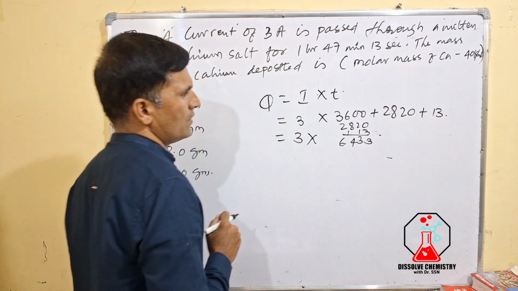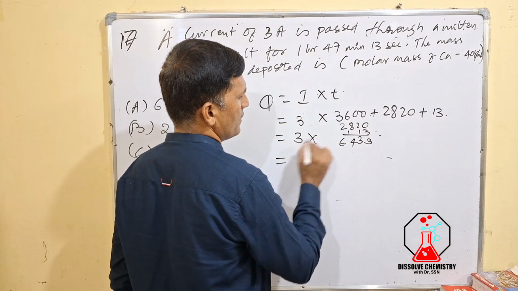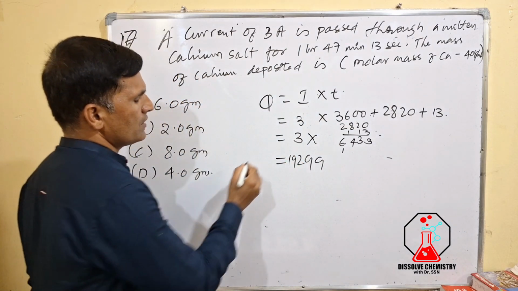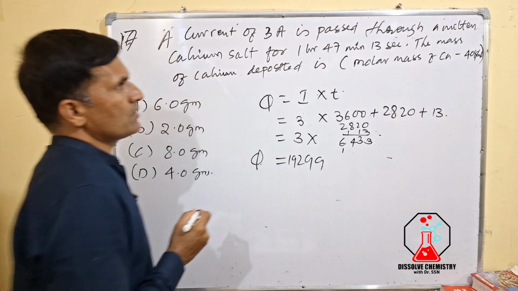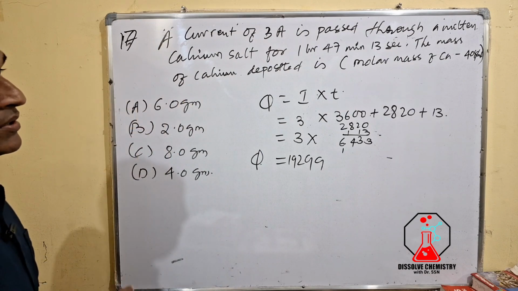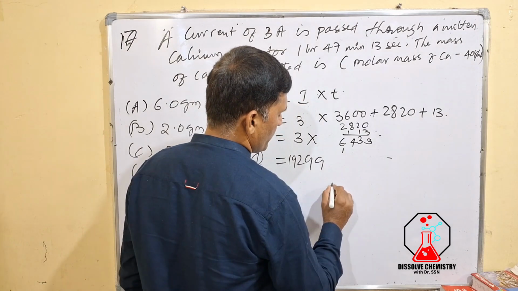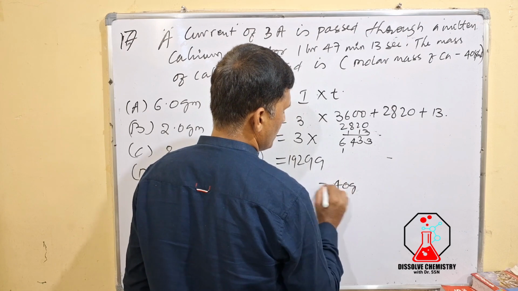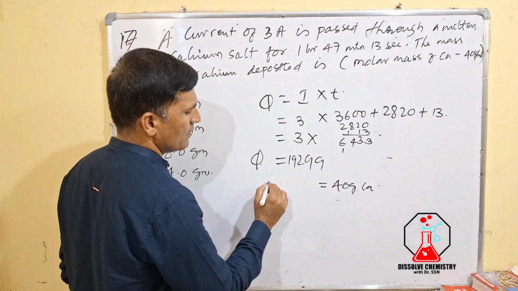If you do this, you get 3346 seconds. When you multiply this with 3, you get 9, 9, 12, 1, 19 (about 10038 coulombs). This much charge is passed through the solution. Then how much calcium is deposited? We know that to deposit 1 mole, that is 40 gram of calcium, how much current needs to be passed?